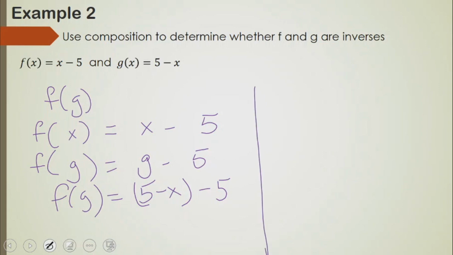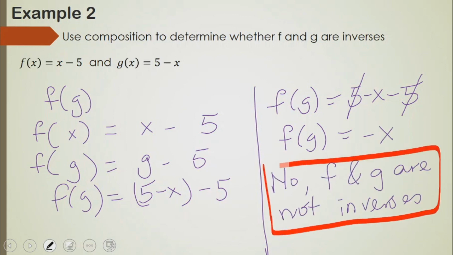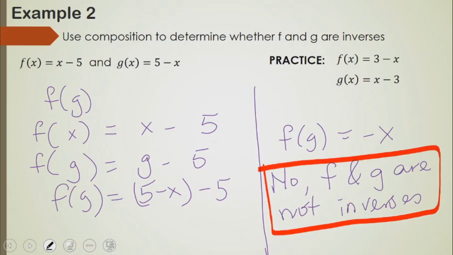So in this case, we open up the parentheses. f of g will be 5 minus x minus 5. So the 5 minus 5 will be 0. So f of g in this case is negative x. So f and g in this case are not inverses. So I need you to use this question to practice this example.